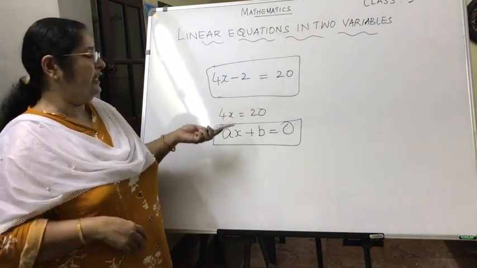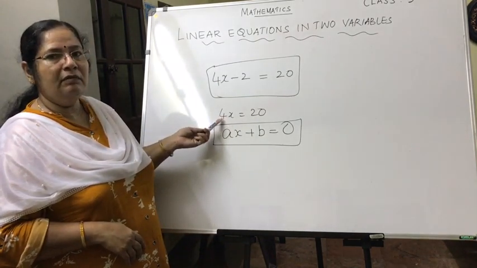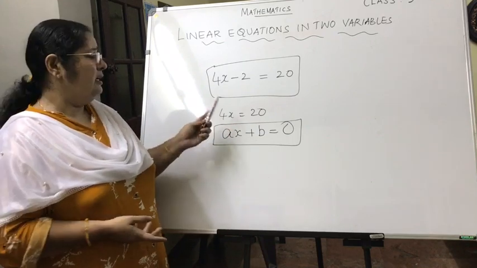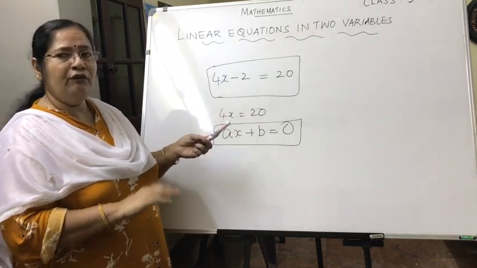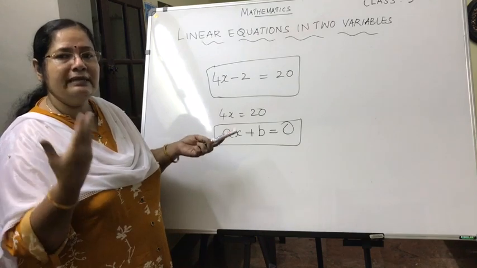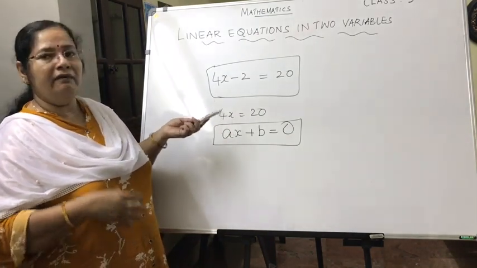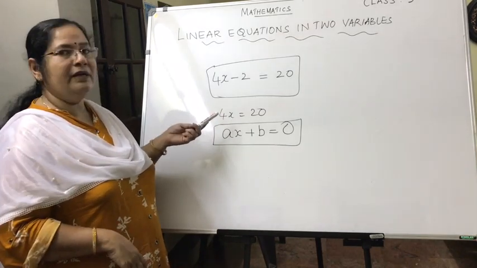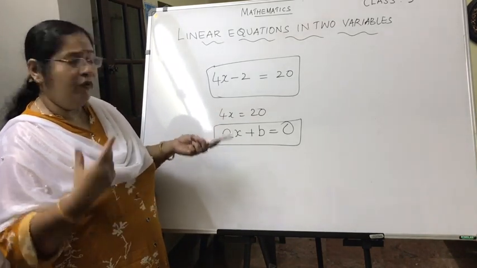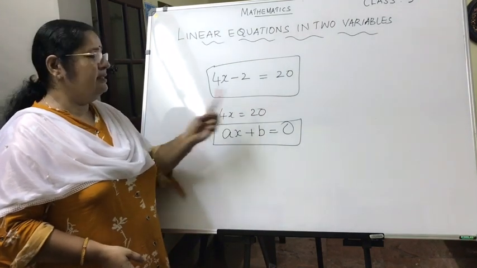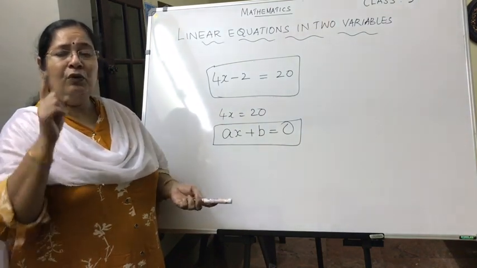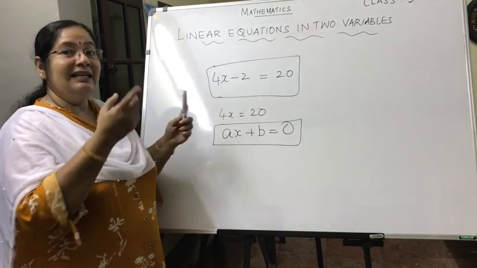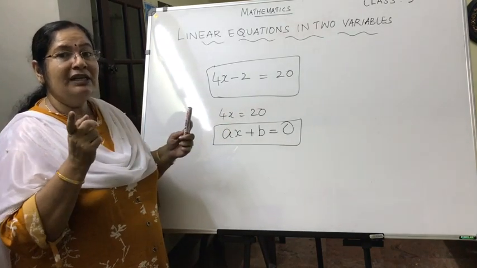Let us take this equation, 4x equals 20. Go on putting values for x. When you put x equals 0, 4 into 0 is 0. Is it equal to 20? No. Left hand side and right hand side are not equal. Put x equals 1: 4 into 1, 4. Is it equal to 20? No. Put x equals 3: 4 into 3, 12. Is it equal to 20? No. When x is 5, 4 into 5, 20. Yes, 20 is equal to 20. 4 into 25, 100. Is it equal to 20? No. So only one particular value of the variable makes both sides of the equation equal.